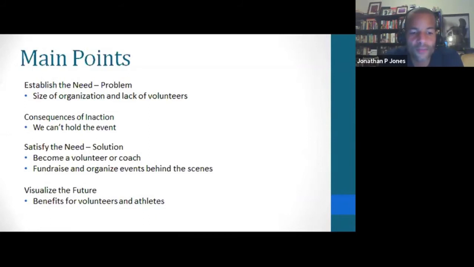In main point 3, she's got to visualize the future, and she talked about it in a very specific way. She talked about the benefits of volunteering and the benefits for the athletes participating, to sort of remind us that if we volunteer and help support this organization, these are the great things that happen as a result of that, which is fine.